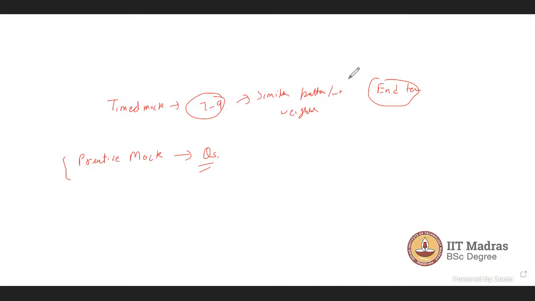Sir, this timed mock would be from 7 to 9, but it would be of 1.5 hour duration. That means after 1.5 hours of us attempting it, it would automatically end for us? No, it would automatically end at 9. You can set a timer for yourself to do it in 1.5 hours. We are keeping that half hour extra because all of you may not be able to start exactly at 7, right? If I start at 7 exactly, will my test end at 9 or at 8:30? At 9 for everyone. Okay.